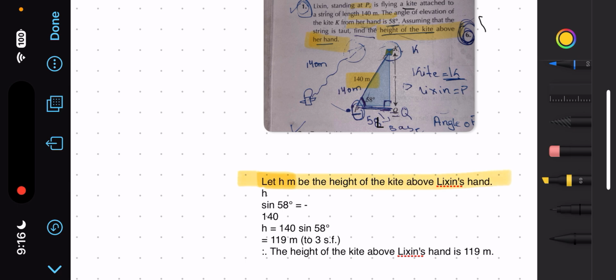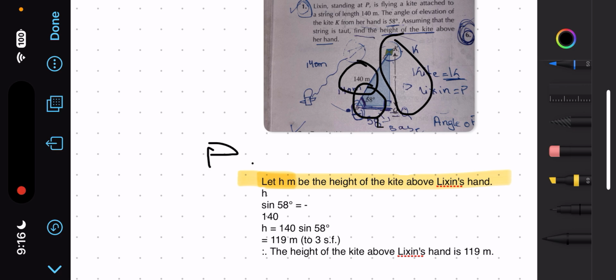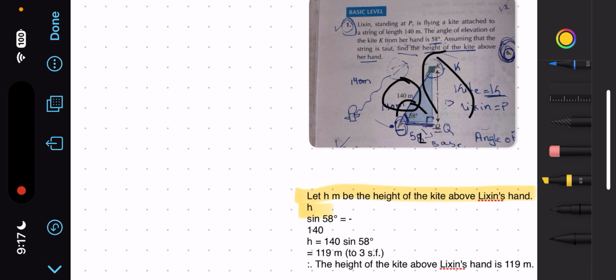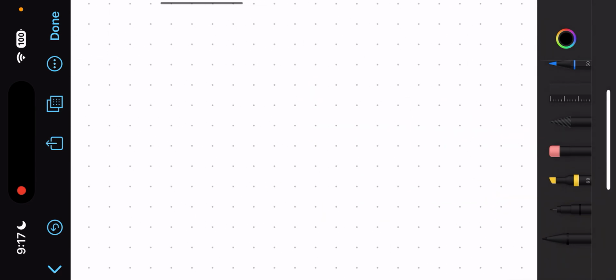Now we have supposed this which is perpendicular. We will be using the sin rule here, because we have angle 58 degrees, we have the hypotenuse, and we have to find the perpendicular. We have supposed that P here will be equal to H meter. Now let's solve it. Make sure that you write this in your answer. Let's solve it without any wait.